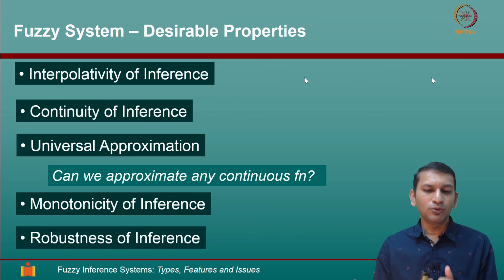And finally, robustness of an inference. This is slightly different from continuity. We'll explain this in the context when we take this up in the coming weeks. So these are some of the desirable properties of a fuzzy inference system.